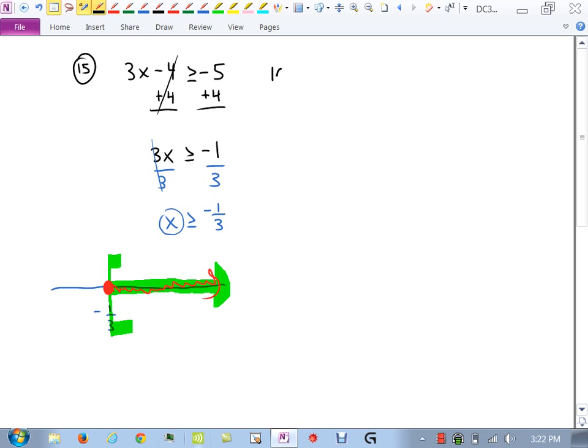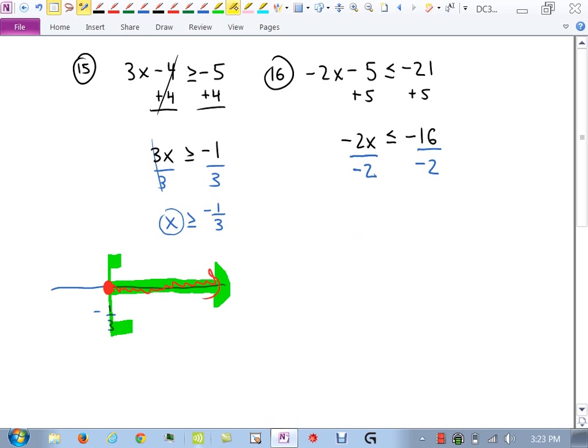All right, number 16. So we have negative 2x minus 5 less than or equal to negative 21. So I'm trying to isolate the x term. I'm going to add 5 to both sides. I have negative 2x less than or equal to, I can't do basic arithmetic right now, negative 16. Now I'm going to divide to get the x by itself by negative 2.